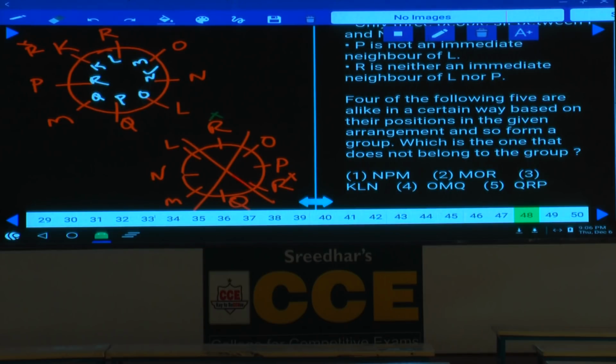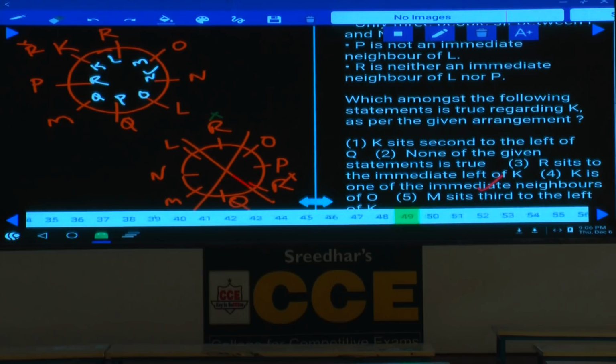Q, R, P. Now Q and R are opposite, but R and P are not adjacent to each other. Then what is your answer here? Except choice 5. In the remaining choices, the first two persons are opposite, second and the third person is to the immediate right of the second person. Choice 5.